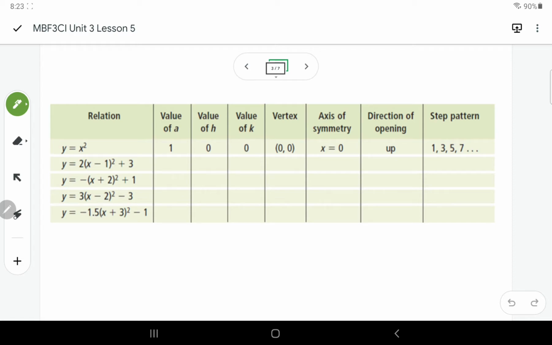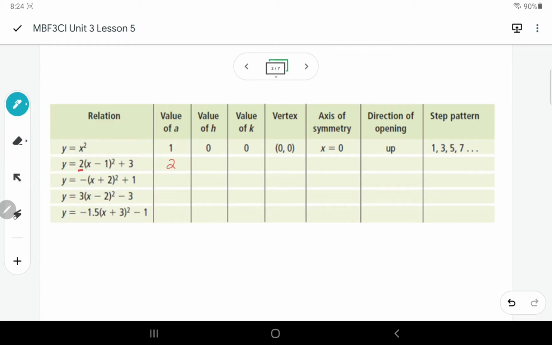We're going to now combine these together and look at all 3 of these different letters. So in lesson 3, we dealt with H and K, and then in lesson 4, we dealt with A. Now we're going to kind of put this all together. So the first thing we're going to do is fill in a table and figure out what the H, K, and A values are from the equation. So the value of A, remember, is always the number out front. So the A value in this equation is going to be 2.